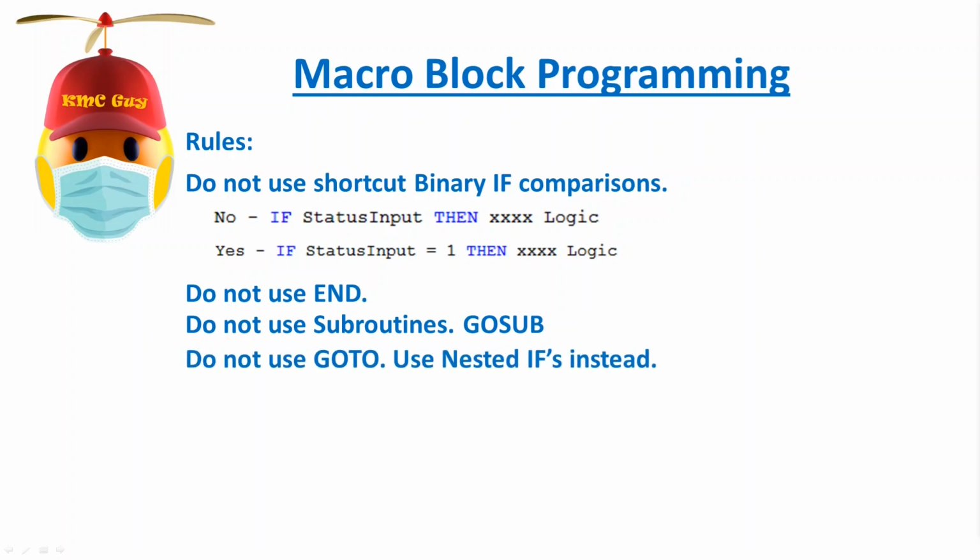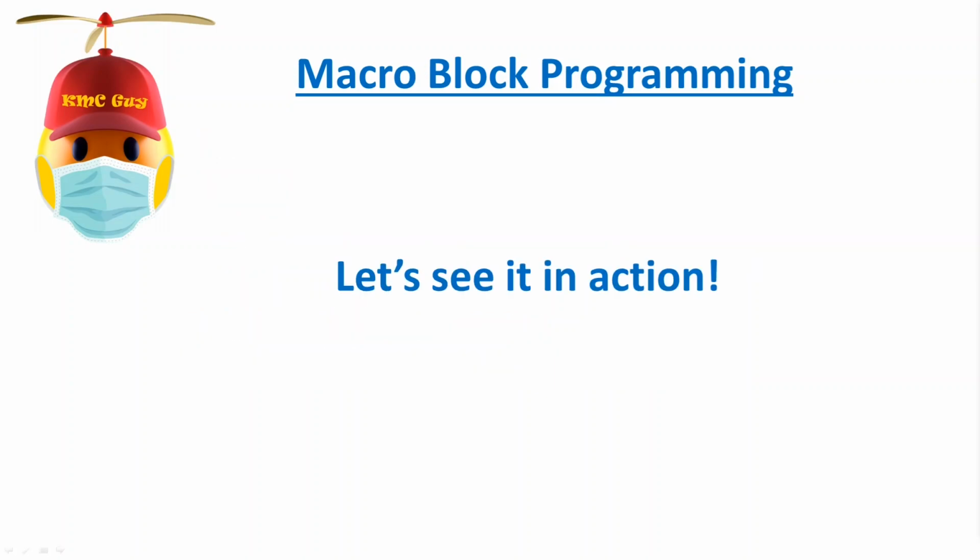Same thing is true for gotos. Use nested ifs instead. Gotos shouldn't be used anymore anyways. It's an old-fashioned way of programming, and if you told a real programmer you're using gotos, they would cringe. So start using nested ifs when you're doing your programming. So let's see it in action.